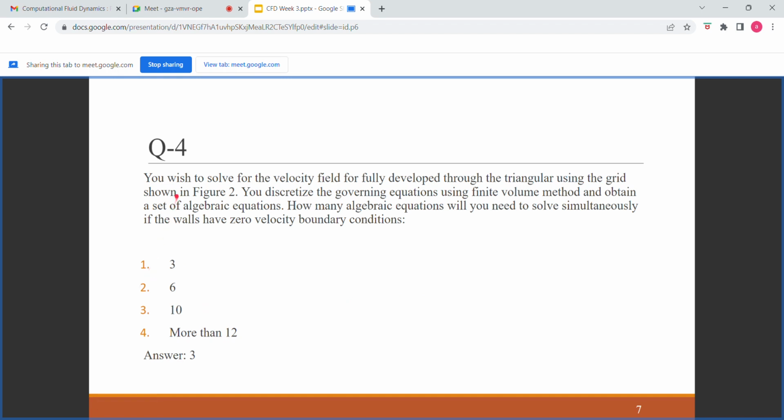In question 4, it is given that you wish to solve for the velocity field for fully developed flow through the triangular duct using the grid as shown in figure 2. You discretize the governing equation using finite volume method and obtain a set of linear algebraic equations. How many algebraic equations will you need to solve simultaneously if the walls have zero velocity boundary conditions?